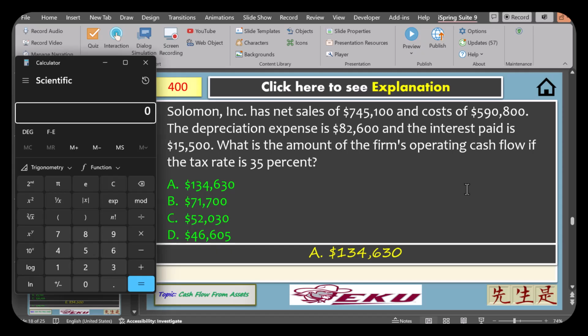So what is the way that you do it? What's the more simple way? Net income plus depreciation plus interest expense. That's it. Done.